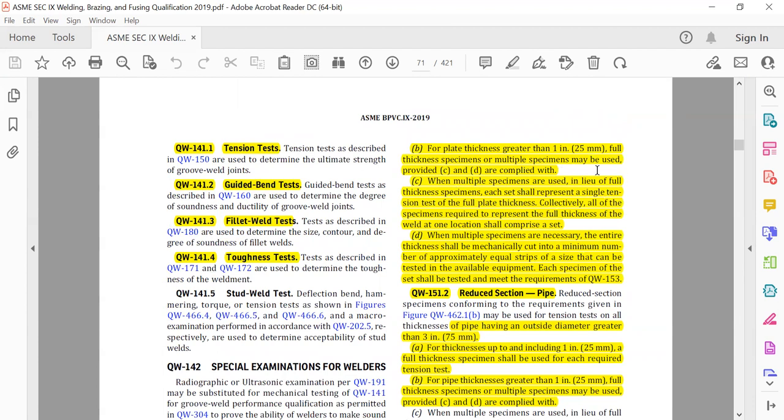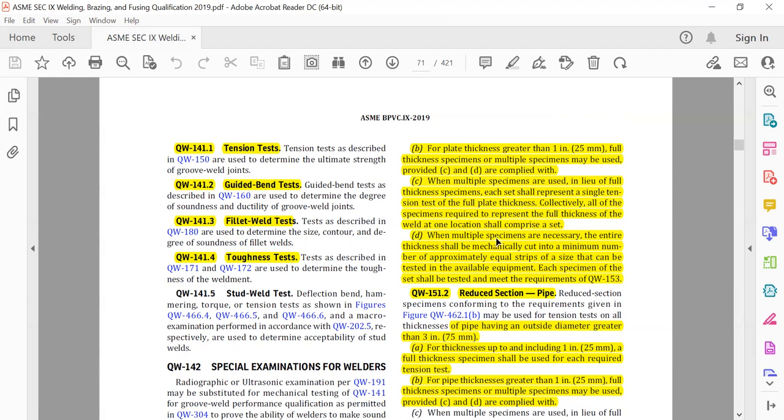If multiple specimen are used in lieu of full specimen, then each set shall represent a single tension test of the full plate thickness. Means collectively all the specimen required to represent the full thickness of the weld at one location shall comprise a set. Like you take from cut this section, like if it is 100 mm, you cut this section and make it 30, 30, 30 or 33, 33, 33. When you polish it, 30, 30, 30 will remain. So it should represent the one section.